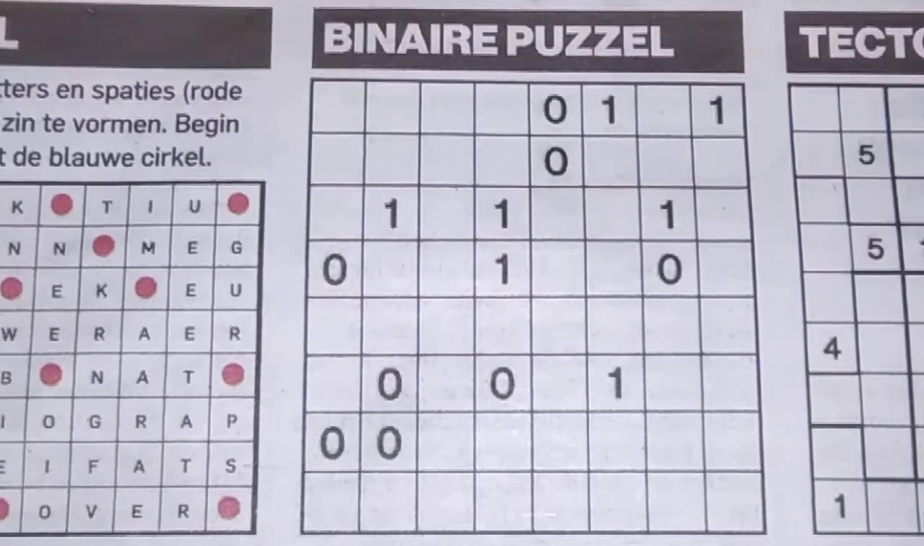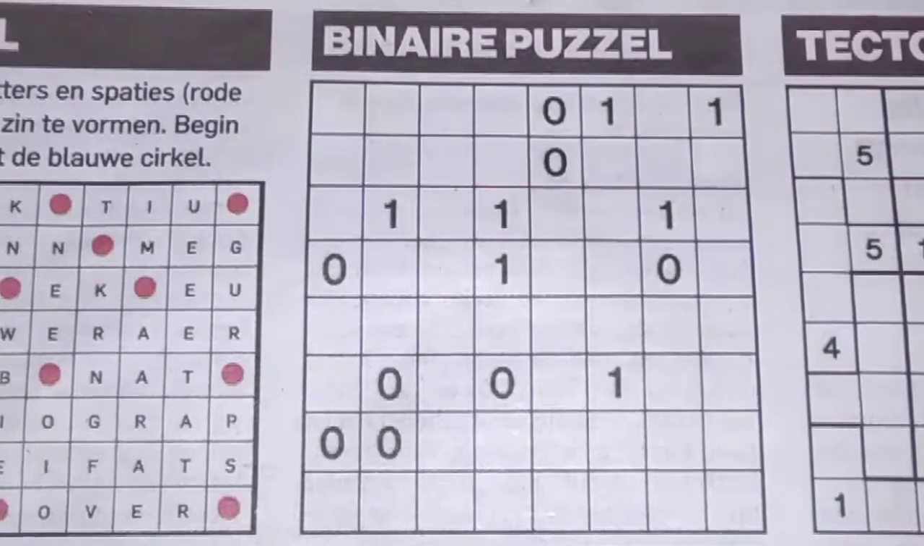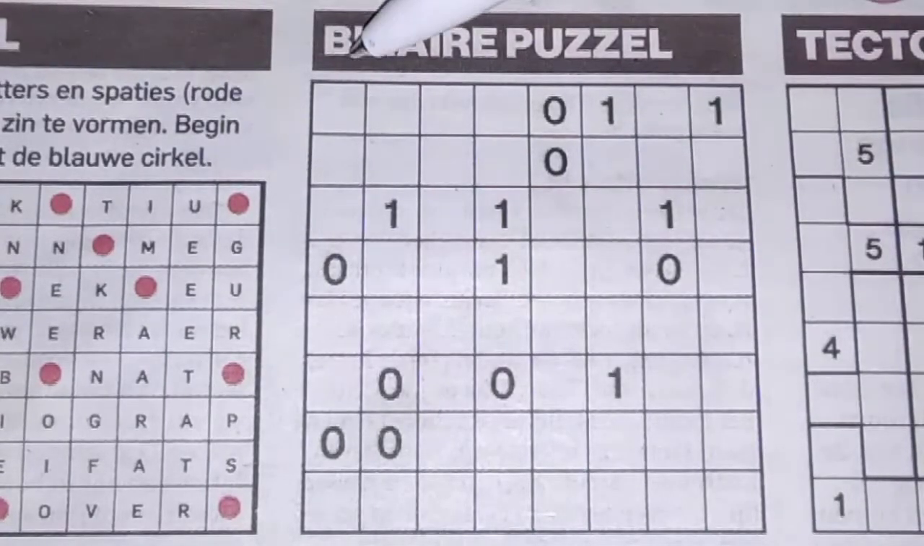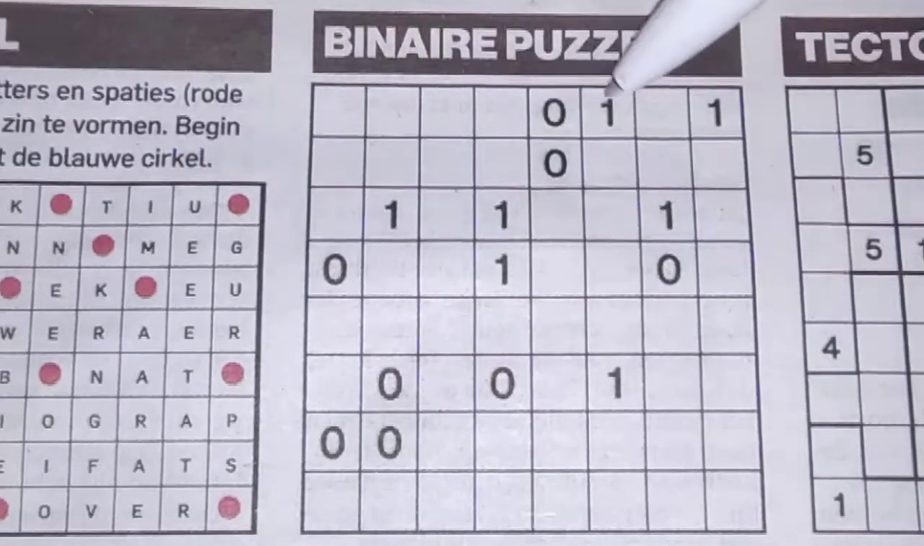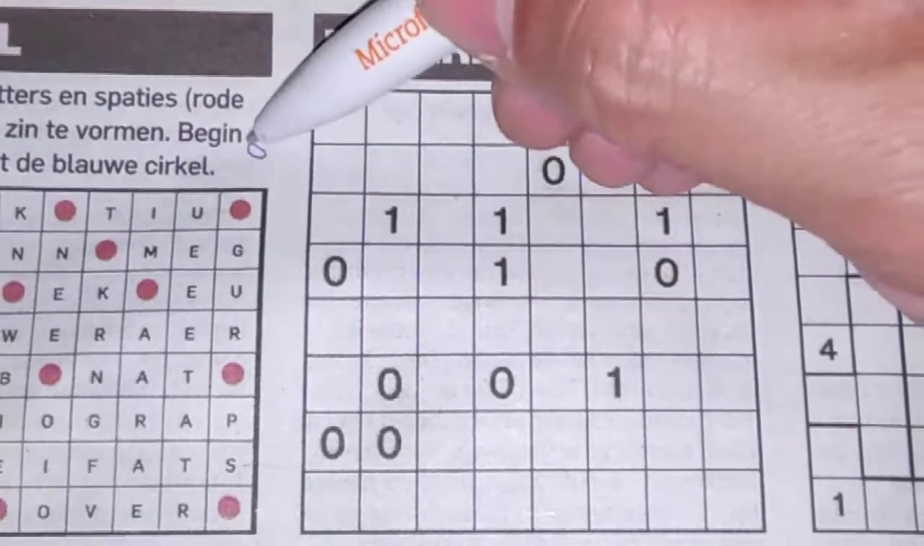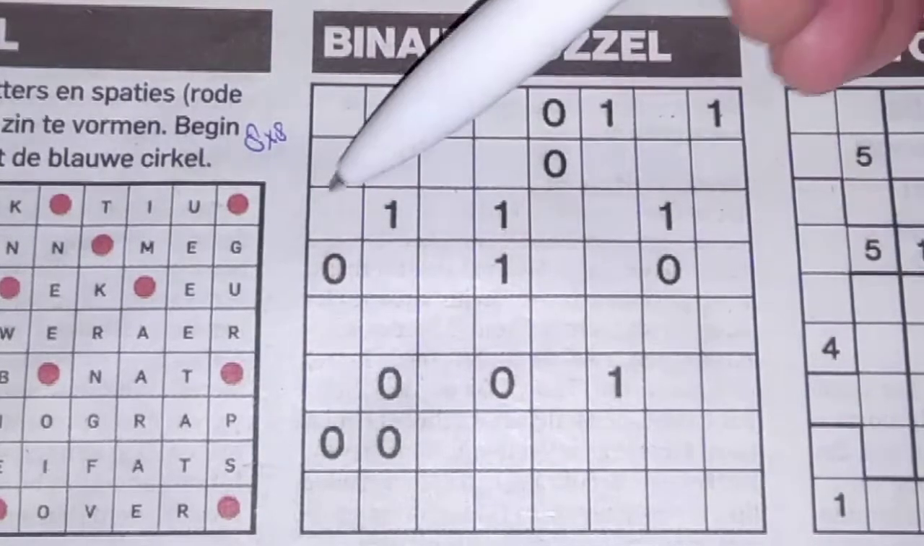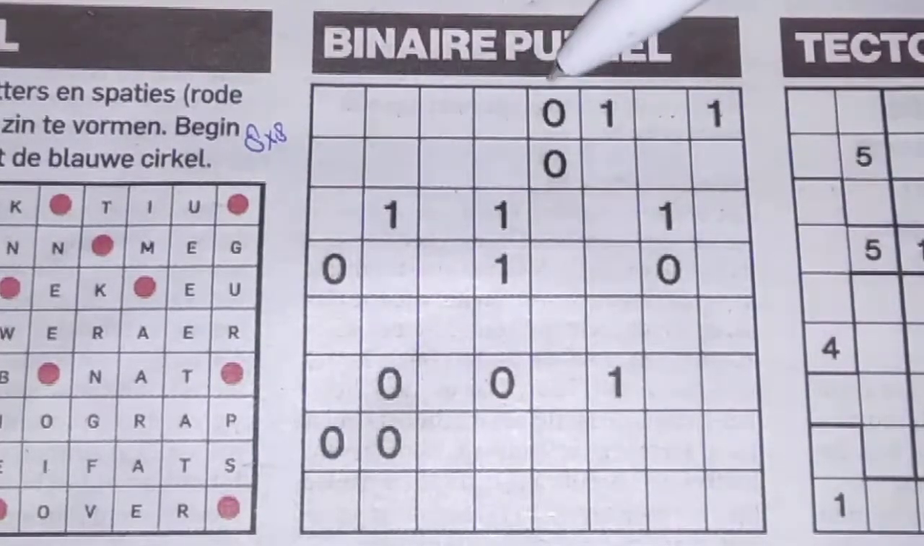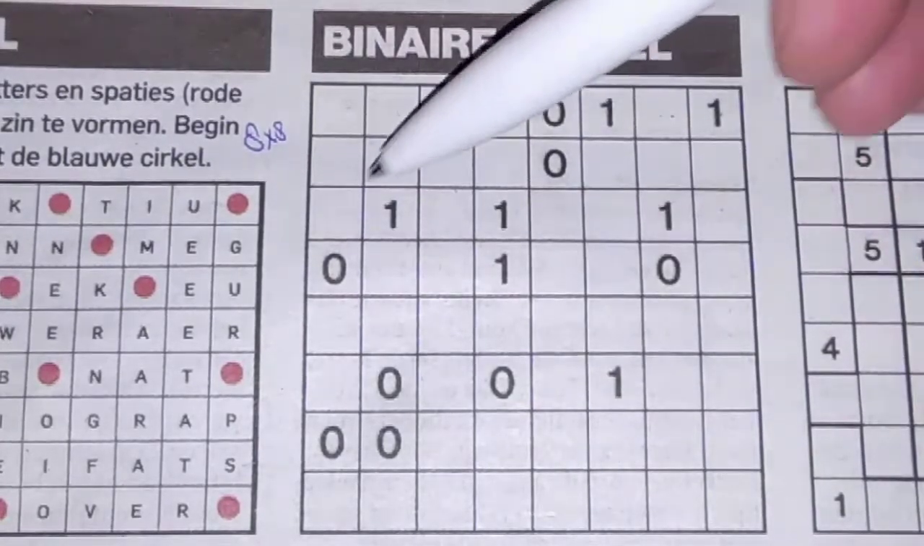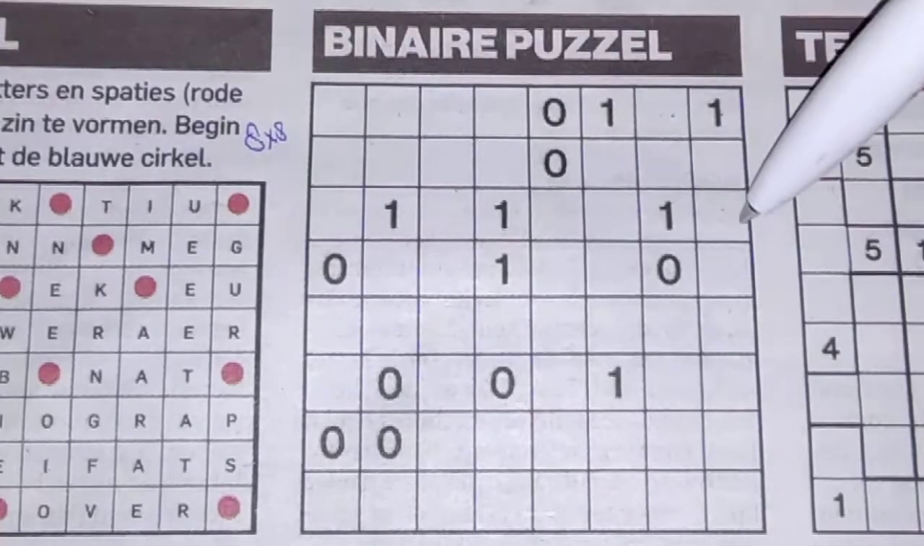And the fourth puzzle is a binary puzzle, but what kind of binary puzzle is this? Let me count. 1, 2, 3, 4, 5, 6, 7, 8. It's an 8 by 8 binary puzzle. That means in a row or in a column, there's always 4 ones and 4 O's.